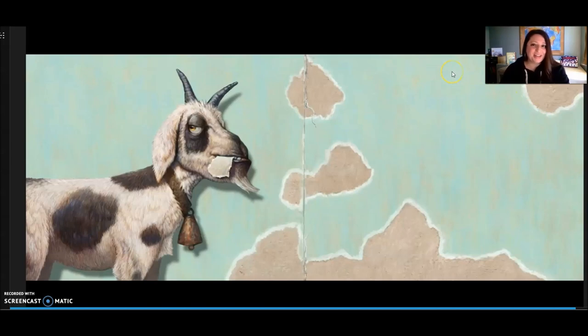All right, that's the end of El Chupacabras, the goat sucker. So I'll leave it on this page right here. And I'm thinking about what math practice this connects to. I'm thinking of math practice number 3, which is construct viable arguments and critique the reasoning of others.